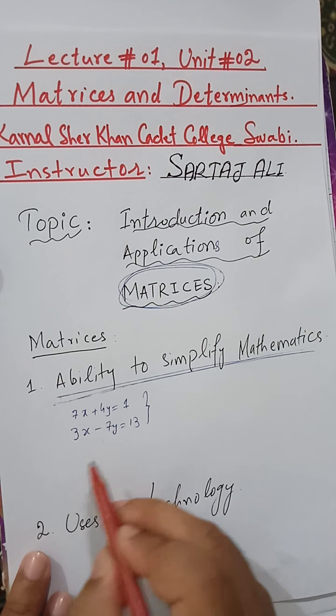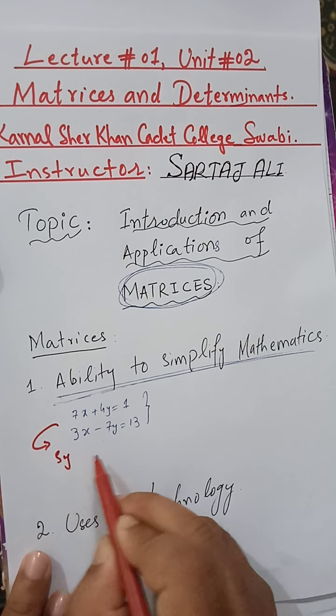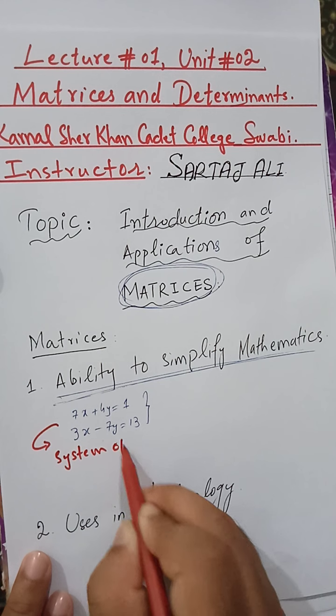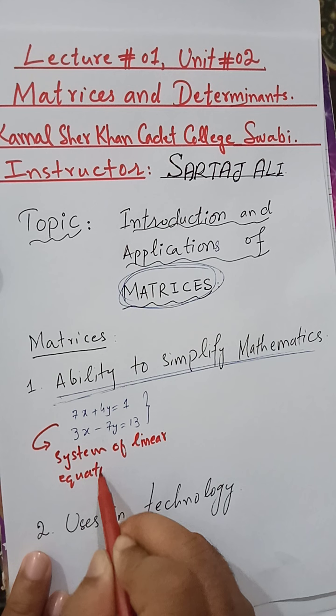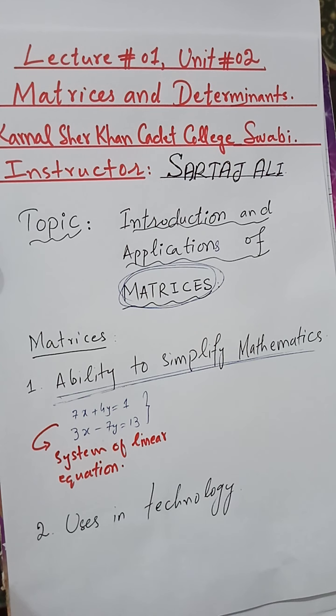If you want to solve this system, you need to find the values of x and y which satisfy both these equations. Those values are called the solution of this system. There are different methods: the equating coefficient method, elimination, substitution, cross multiplication. But these methods are not too simple.